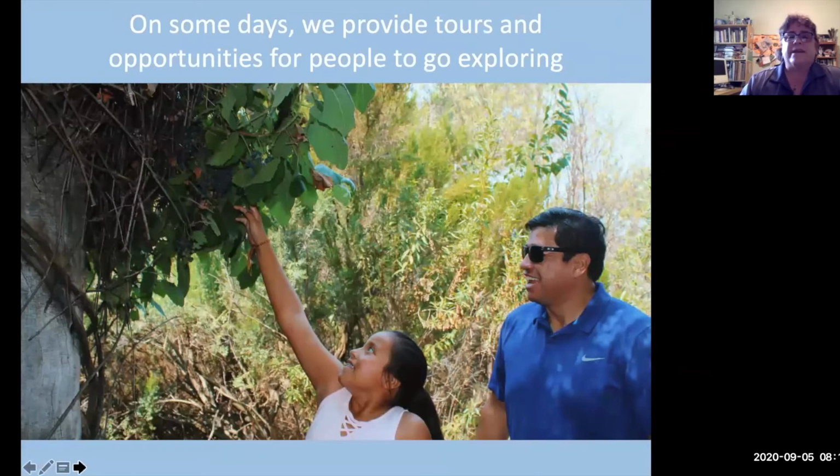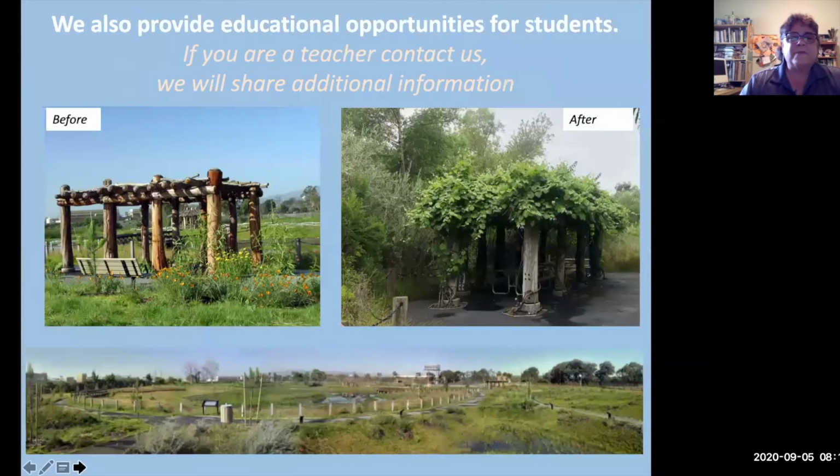It's also a great place. Then we provide tours and opportunities to go exploring. And going exploring and sharing nature after you've gone on a tour, getting to see what you can see from your own eyes is a really special thing. We also provide educational opportunities for students. If you're a teacher, contact us, we'll share information. There'll be contact information here in just another slide.